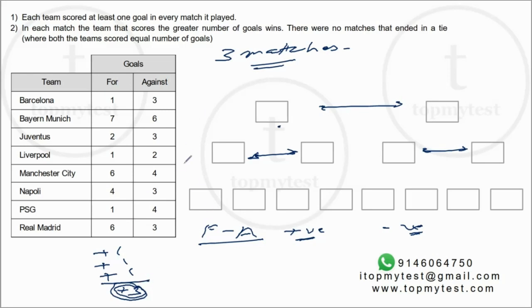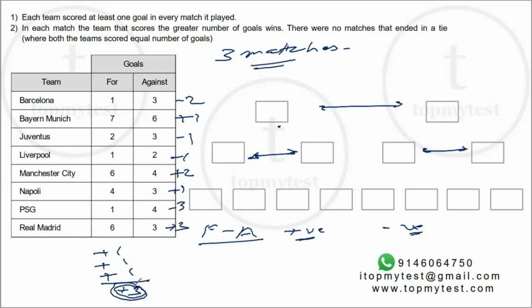Okay, so let's see if we can find the winner of the tournament. Barcelona, the goal difference is -2. Bayern Munich is +1. Juventus is -1. Liverpool is -1. Manchester City is +2. Napoli is +1. PSG is -3. And Real Madrid is +3.